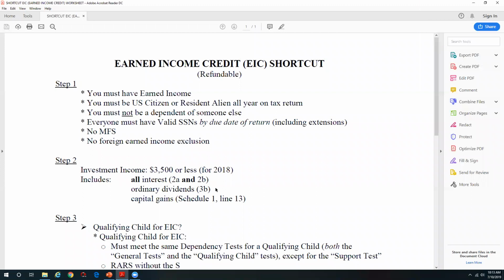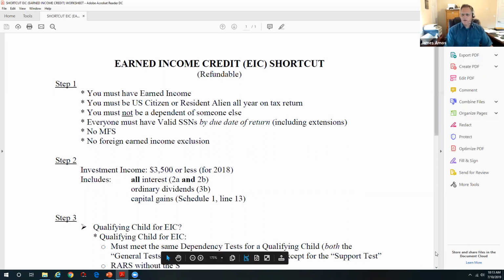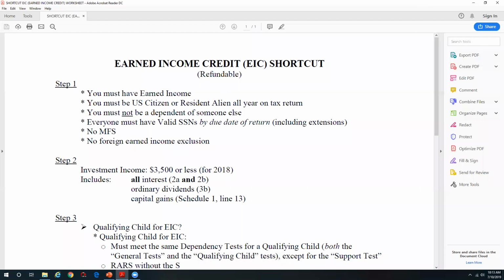You must not be a dependent of someone else. Okay, good. Obviously, they're not going to let you take earned income credit if you're somebody else's dependent. Why do you think that is? Can somebody make a guess why they might not allow that? Because the other person claiming you might be able to get earned income credit for you already. That's right. It would be double dipping.